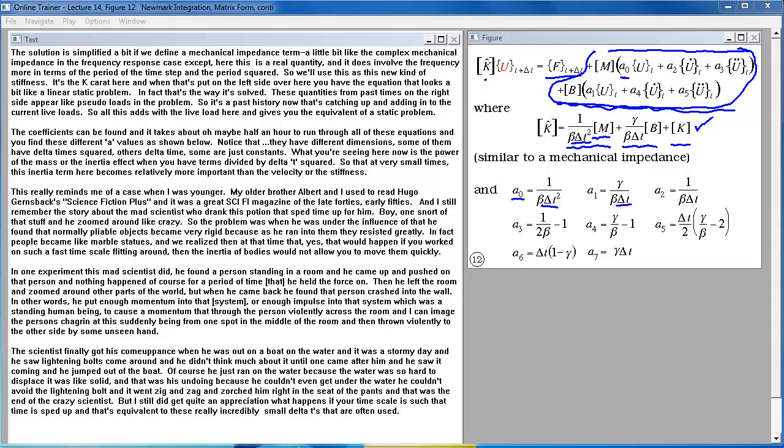But I still did get quite an appreciation of what happens if your time scale is such that time is sped up. And that's equivalent to these really incredibly small delta t's that are often used.